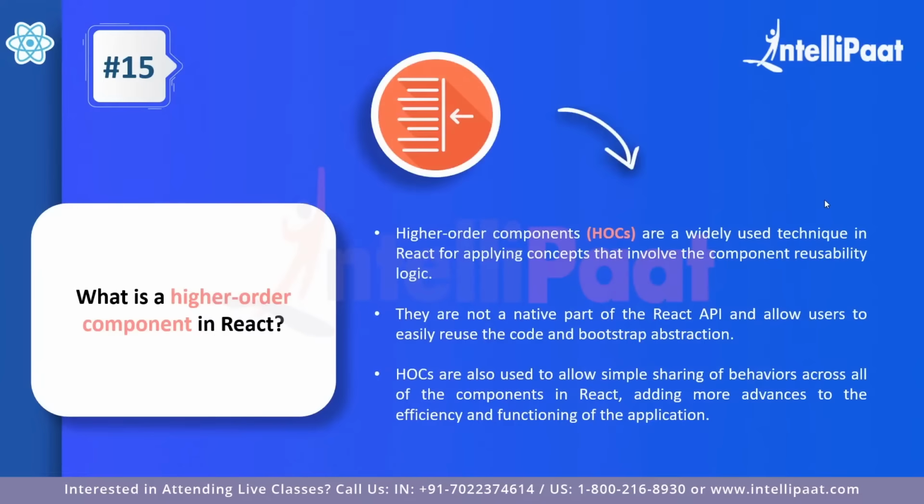So as we just discussed in the previous question, a higher order component is a component, yes, but when we talk about it in general, it is actually a technique that is put in place for React, where we make use of this entire architecture based on something which we already discussed, right? So it's the component reusability logic. To apply all of these components, we have something called the higher order components. And one thing that you should always mention while answering this question is that they are actually not a native part of the React API at all.